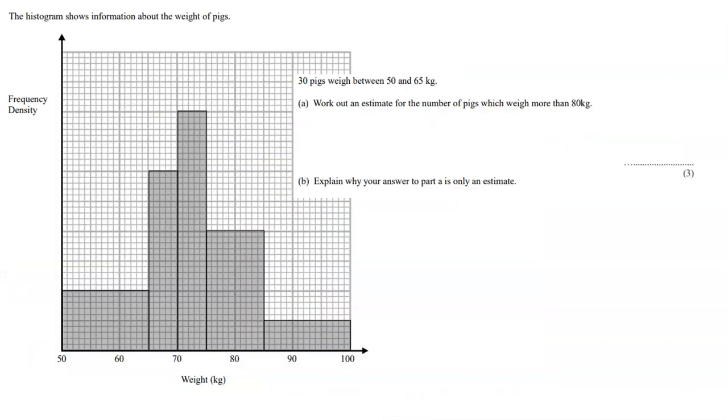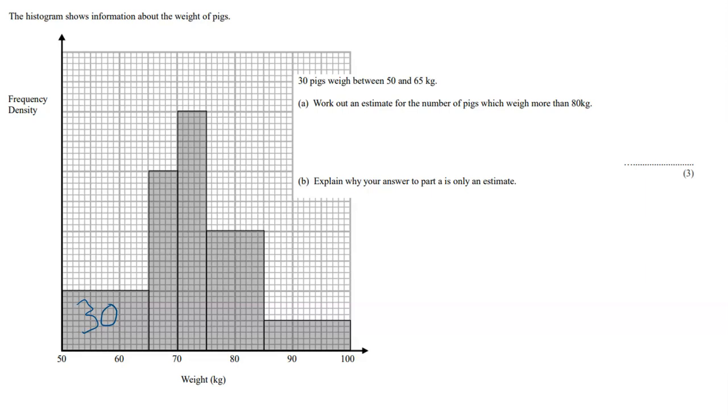I have got a couple of other examples for you. Here's a histogram showing information about the weight of pigs. And this time they've given us the whole diagram, so that's delightful, but they haven't labelled their axis. How rude. So hopefully they've given us some more information, and they have. 30 pigs weigh between 50 and 65. So between 50 and 65, that's one group, thank goodness, and we're saying that that's 30.